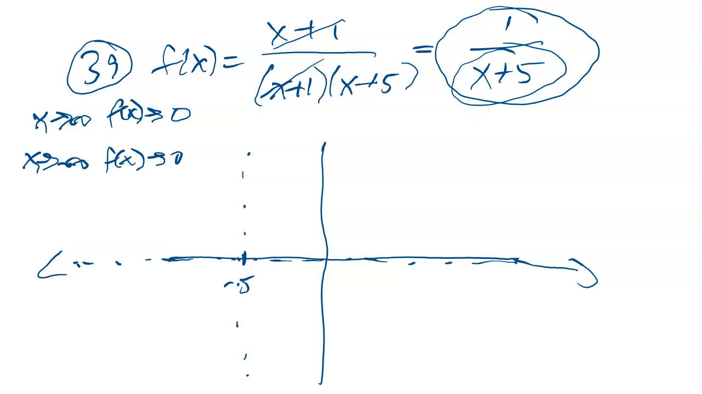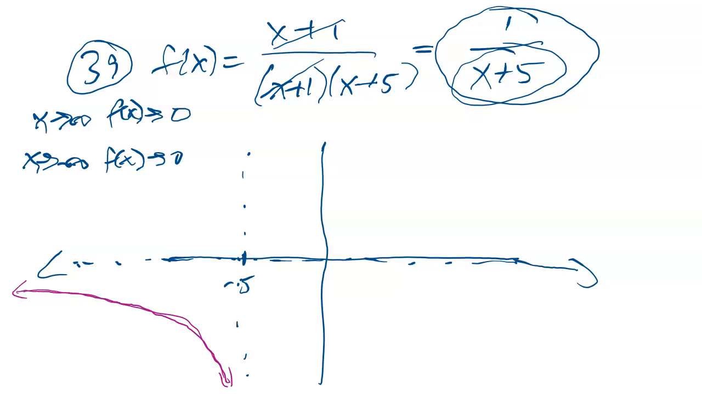I can kind of see what the graph is looking like. It's either going to look like this or like this. But we need to plot points and make sure we're right. So I'm going to pick a number less than -5, like -10. This is definitely going to be negative. So if I had to guess, I would say this bottom graph is what our graph looks like.